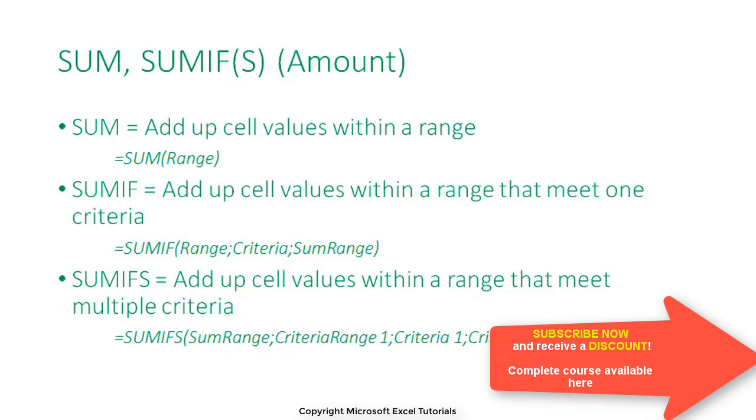Important here is that the SUMIF formula uses range as the first element of the formula and SUMRANGE as the last element of the formula. Within the SUMIFS formula, SUMRANGE is at the beginning of the formula and the criteria range is at the end.